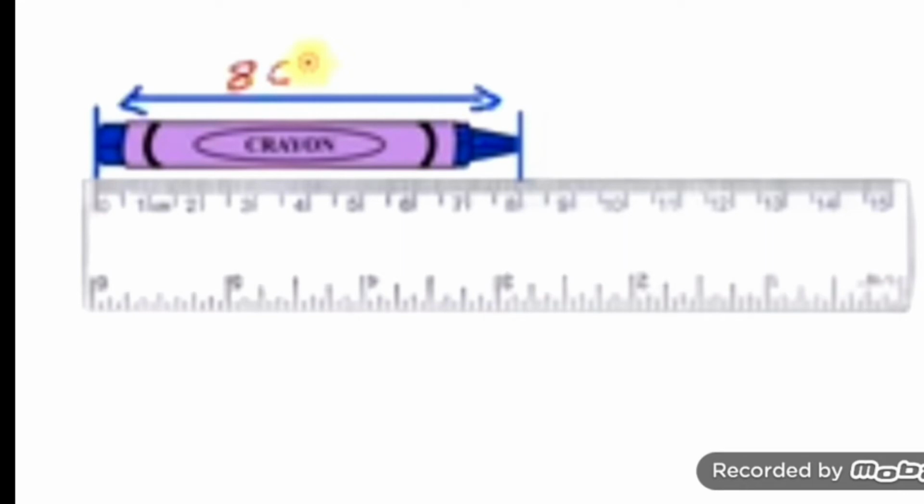Now here we have to measure the length of the crayon. Look here. How we can do is we can place the number 0 which is written in your scale at the one end of a crayon and you have to see where the other end of crayon stops. It stopped on 8 number. That means the crayon length is 8 centimeter.